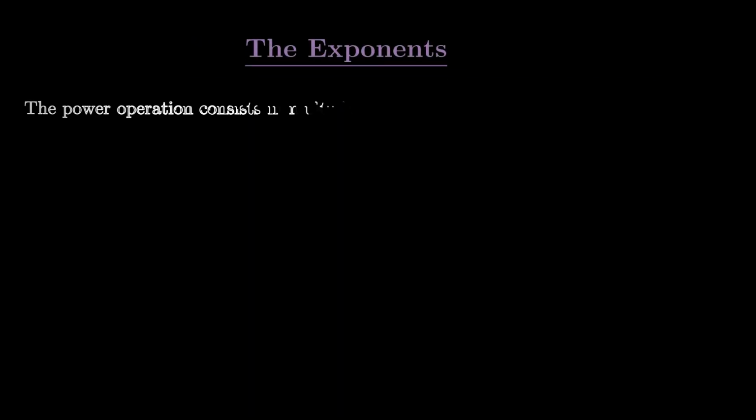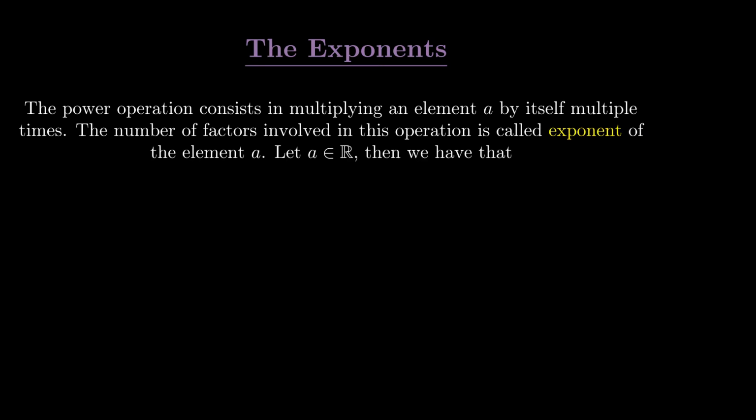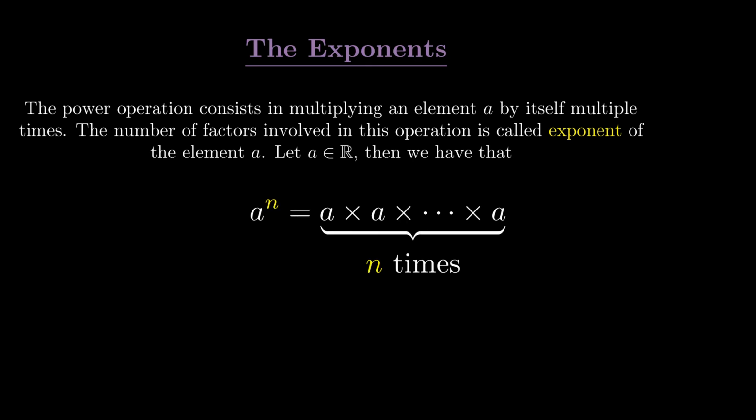So now let's define the exponents. So the power operation consists in multiplying an element A by itself multiple times. So the number of factors involved in this operation is called exponent of the element A. So let A be a real number. Then we have that A to the power of n is equal to A times A times A, n times. So n is the exponent in this expression. So that's why it's in yellow.